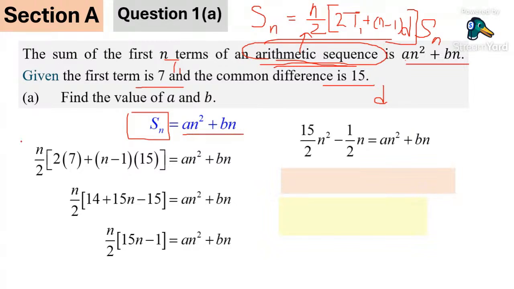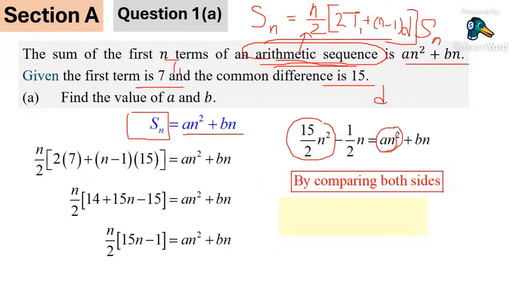How do you compare both sides, guys and girls? Watch out for the comparison. We're going to compare the square term with the square term. The coefficient for n squared is 15 over 2 and a. So from here, comparing, a is equal to 15 over 2. Similarly, compare the n. So b is equal to negative 1 over 2. Itu saja saya dapat jawapan. So this is how I get my answer.